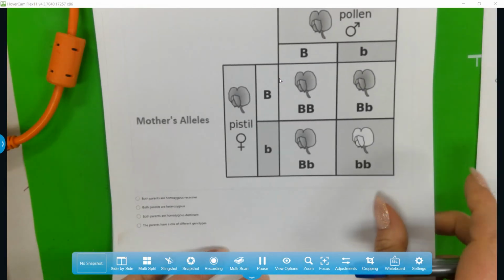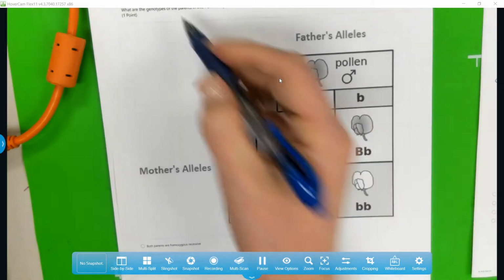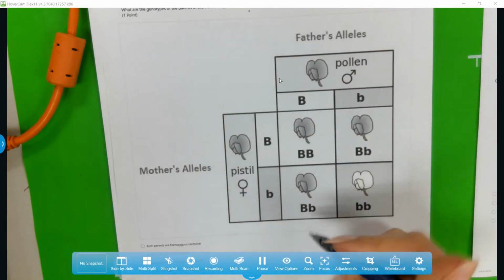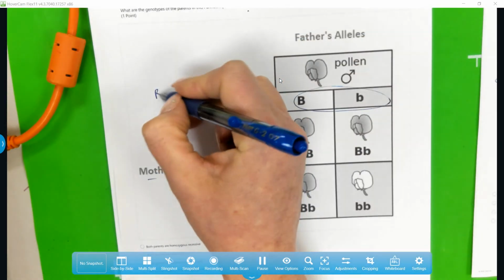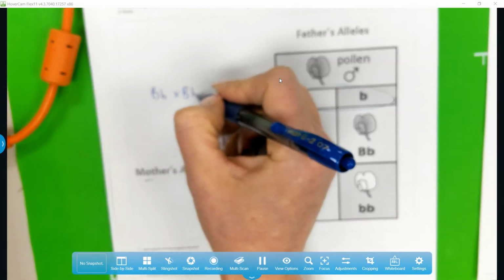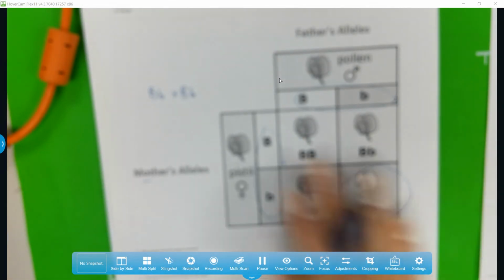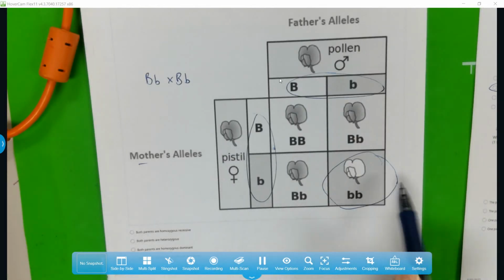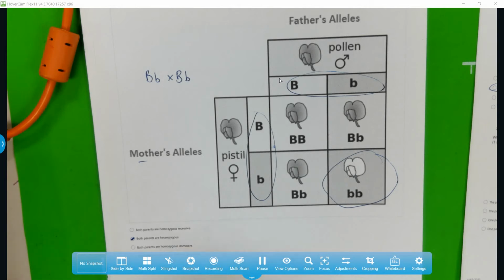All right, and these, the darker is the gray, the purple, and then this white. It says, what are the genotypes of the parents in this Punnett square? So the parents are here and here. Bb times Bb, they're both heterozygous. Anytime we see this one recessive trait in the corner, we should know that it's a heterozygous cross. So both parents are heterozygous right there.